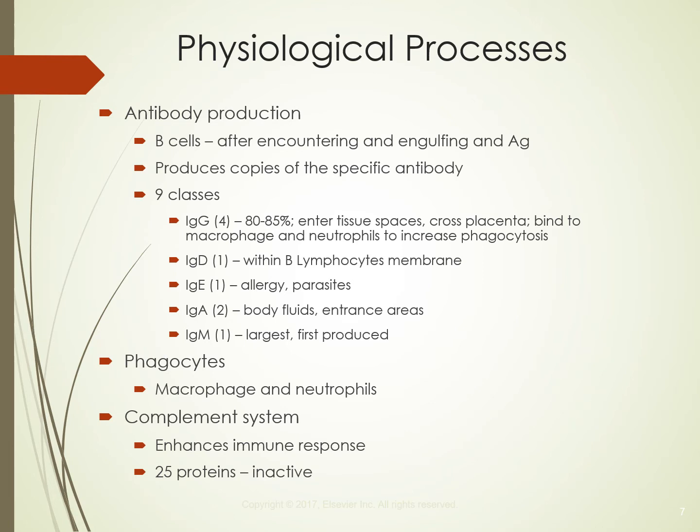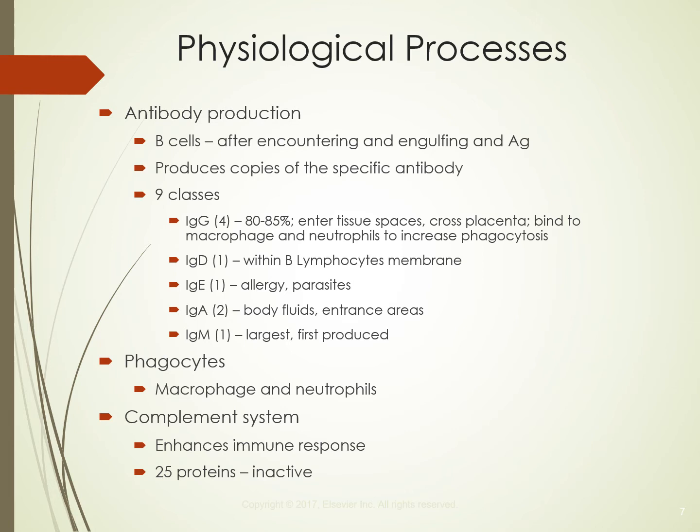IgG, the primary immunoglobulin in the blood, makes up 80 to 85% of circulating immunoglobulins, may enter tissue spaces, and selectively crosses the placenta. It coats antigen for more effective and efficient presentation for an immune response, and binds to macrophages and neutrophils, increasing phagocytosis. IgD is found within the cell membrane of B lymphocytes.